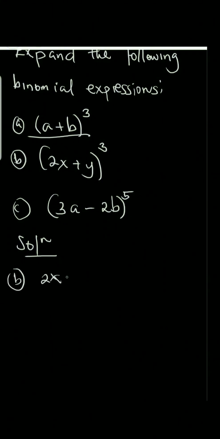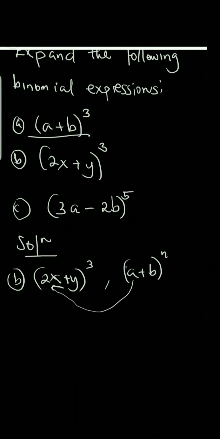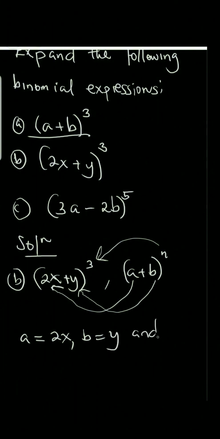So now going to B, we have (2x + y) raised to the power 3. Let's see how we can expand this. Now, remembering that this is in the form (a + b) raised to the power of n, when we compare, we get a to be 2x, b to be y, and n to be 3. So this will therefore give us a to be 2x, b to be y, and n to be 3.